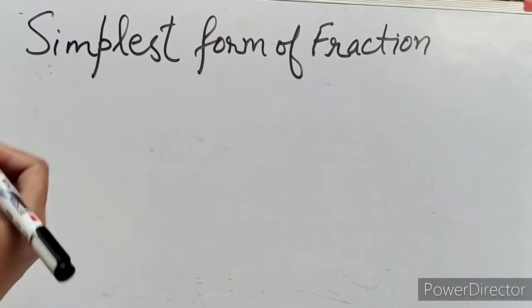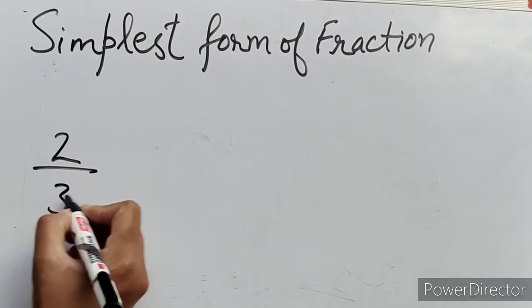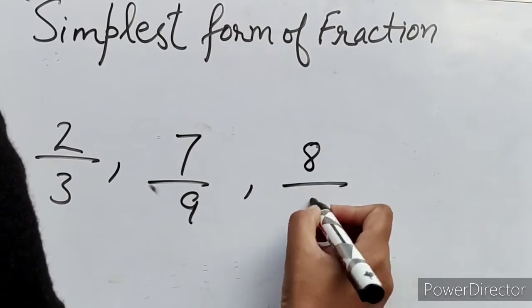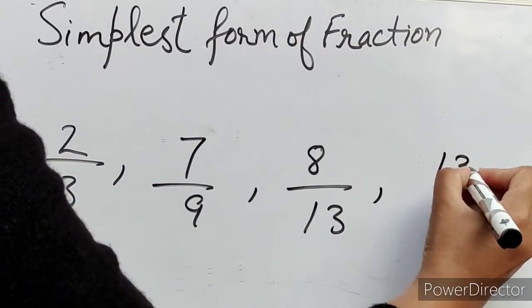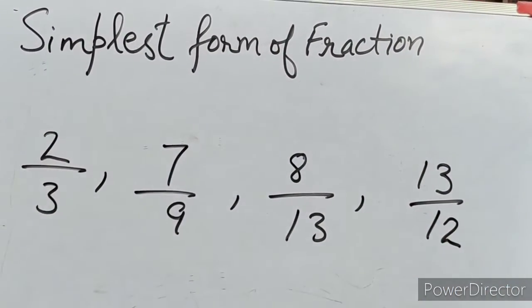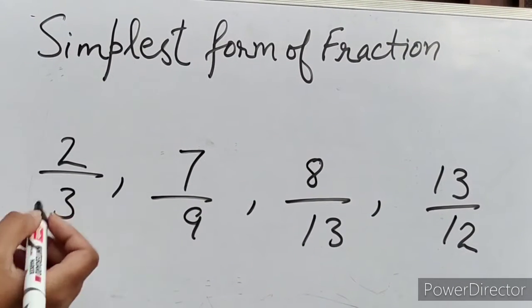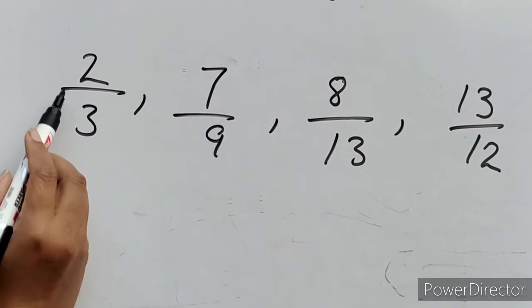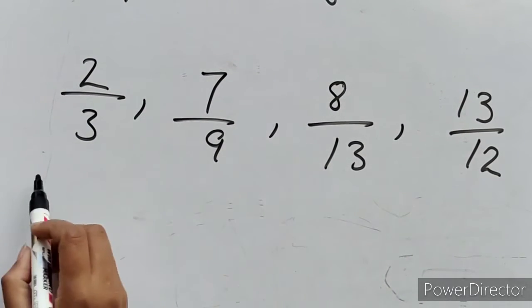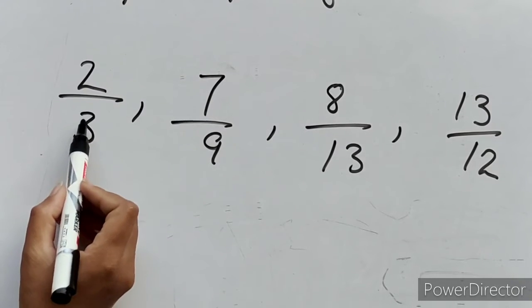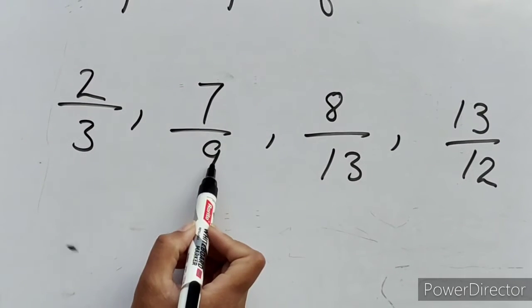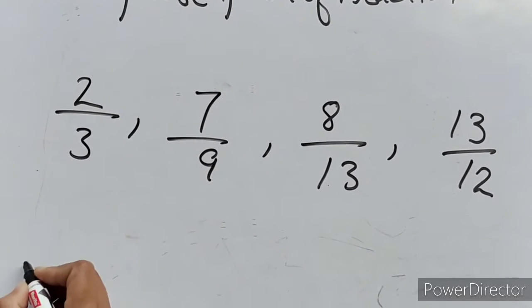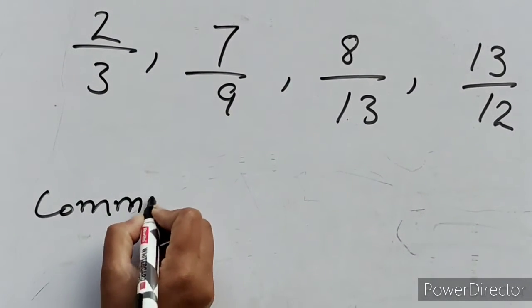Let's start. For example, we have the fractions 2 over 3, 7 over 9, 8 over 13, 13 over 12. In all these fractions, in both their numerator and denominator, 1 is common. 2 over 3, 1 is the common factor in numerator and denominator. 7 over 9, 1 is common. 8 over 13, 1 is common. So the common factor in all these fractions is 1.